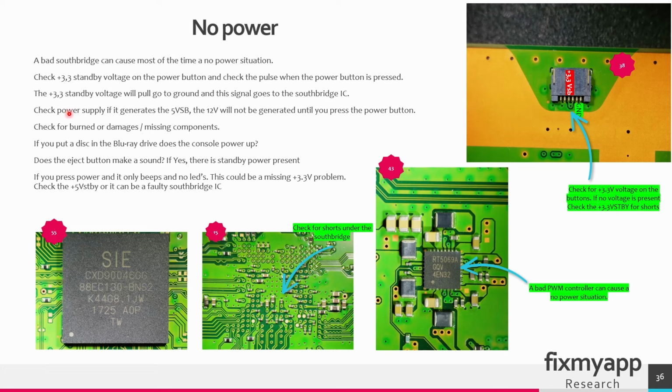Next, check the power supply to see if the standby voltage of 5 volt is being generated. And when you press the power button, check if the 12 volt power on is generated. Also check the board for burnt, damaged or missing components. You can also put a disk in the Blu-ray drive to see if the console powers up, because that will initiate a power on request. You can also press the eject button to see if the console makes a sound. If yes, then you know the standby power is present.